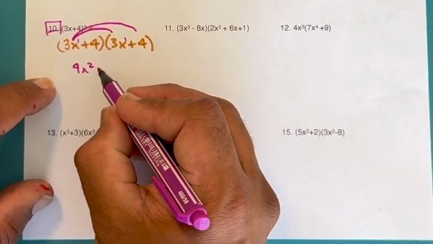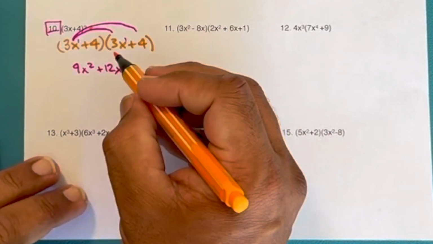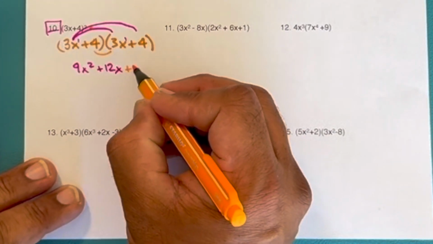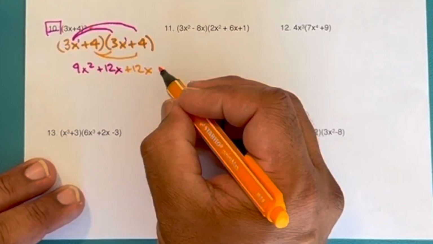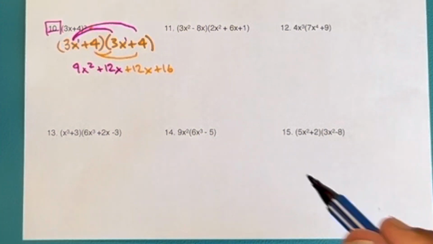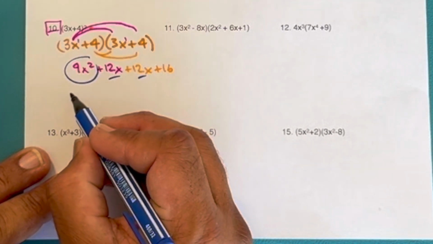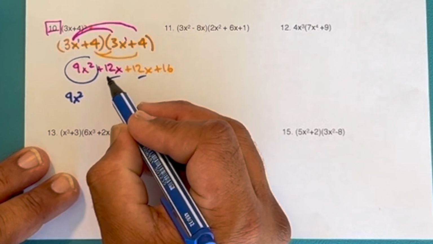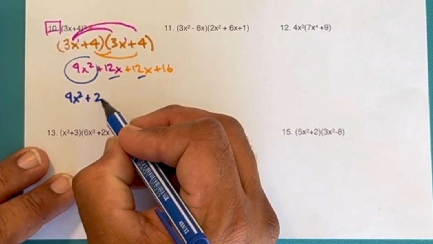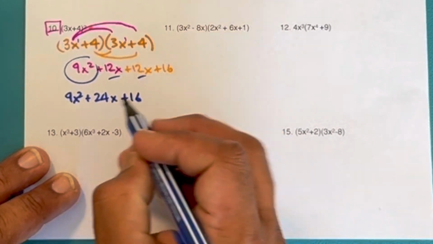3x times 4 is 12x. 4 times 3x is 12x. And 4 times 4 is 16. Do we need to add like terms? Yep, the x and x. So 9x squared plus 12 plus 12 is plus 24x. And then 16 is by itself.